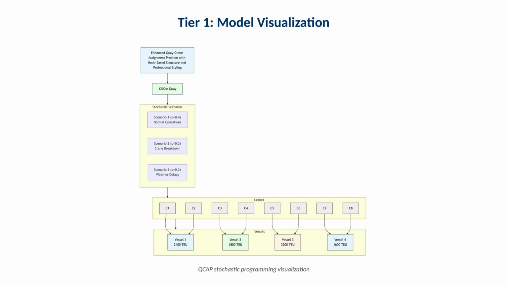This visualization summarizes the Tier 1 model structure, showing how vessels, cranes, and scenario effects connect. Use it to connect the math to reality. Assignments are the levers, productivity and interference are the physics, and completion times are the outcomes.